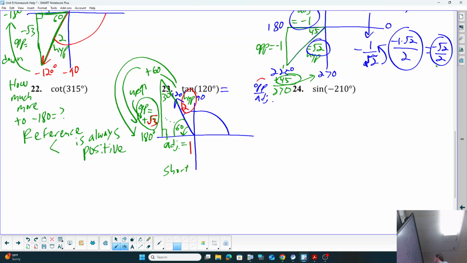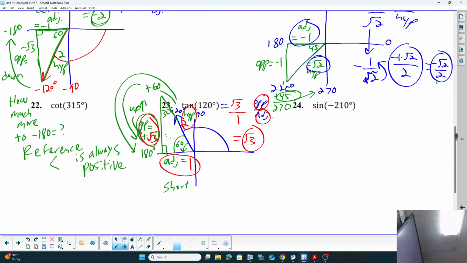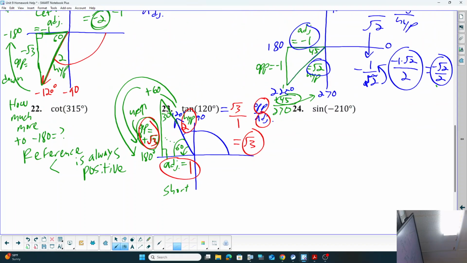So we want opposite over adjacent. So we're going to go opposite radical 3 over adjacent 1. So the answer is radical 3. Nice. So you try 24. You got this? Keep on going. Okay, so hopefully you're getting the idea of it.